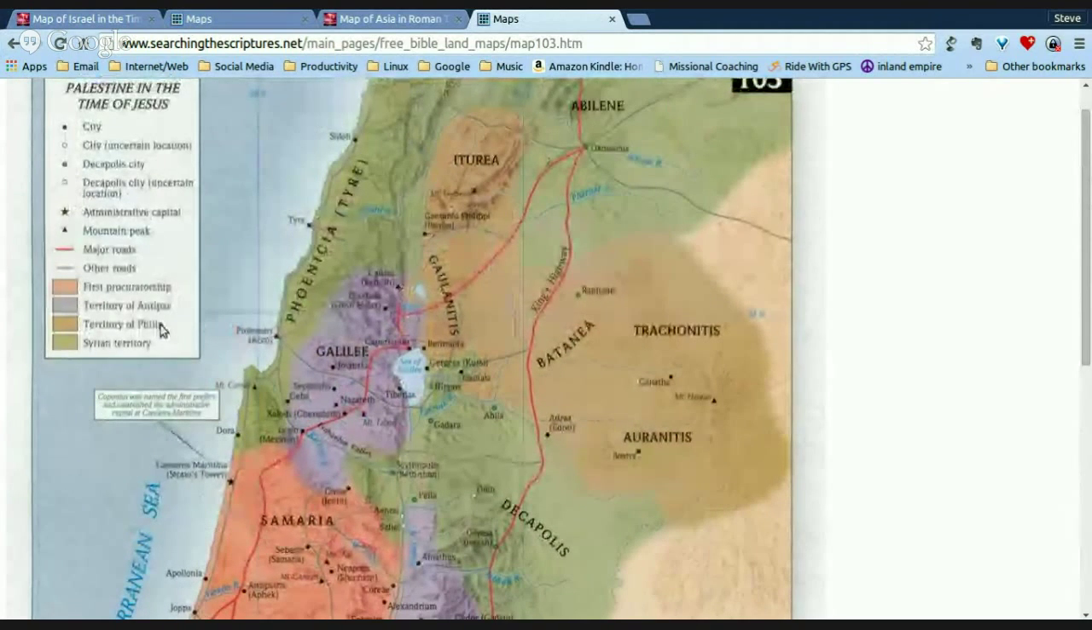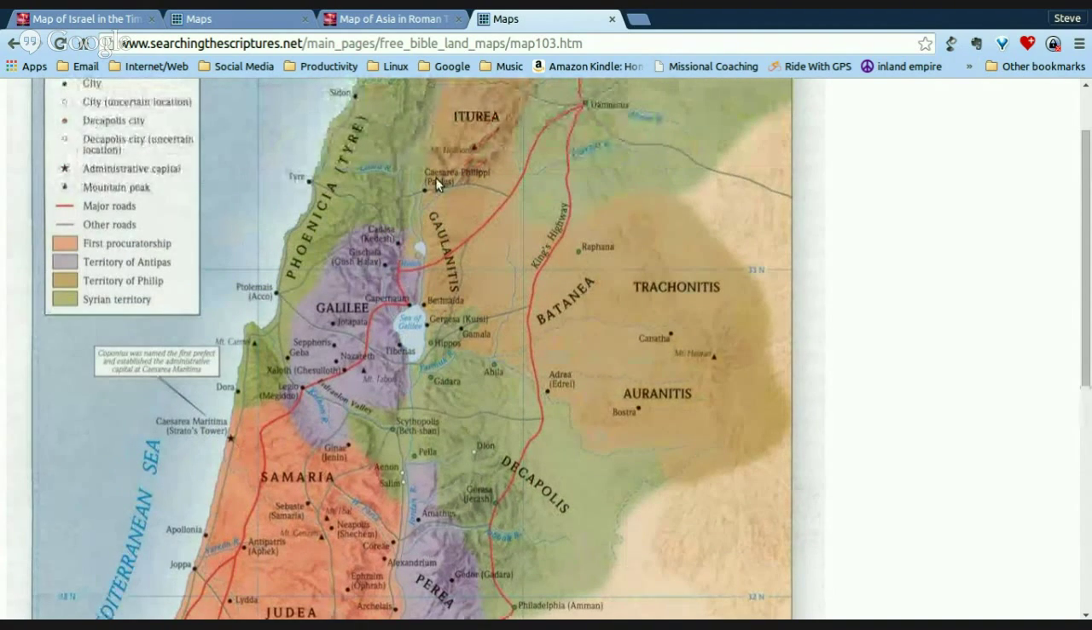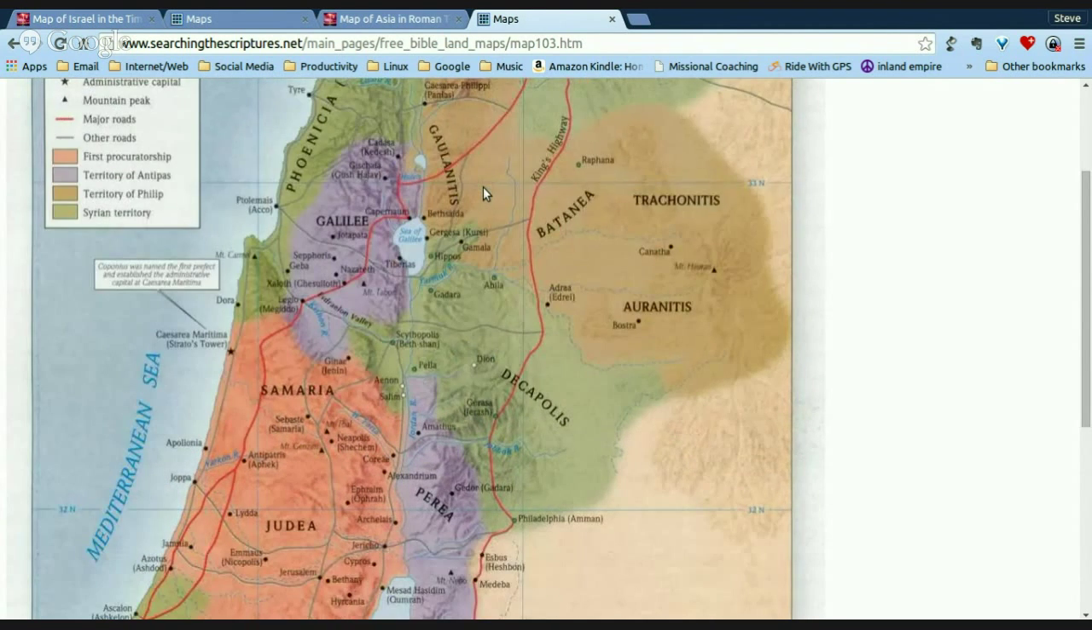So here you have the territory of Philip. Let's just say that here's a city that is very important in the Bible, Caesarea Philippi. Caesarea Philippi is named after Philip. And here is Mount Hermon, a significant geographical feature that you should be aware of in Israel and for Old and New Testament purposes. It's here at Caesarea Philippi that Jesus asks his disciples, "Who do you say that I am?" And he gets Peter's response, "You are the Christ." And that's significant. We'll talk about that a little bit later.